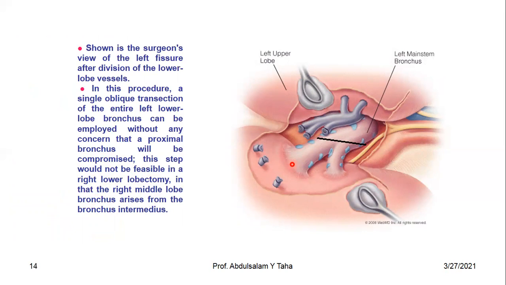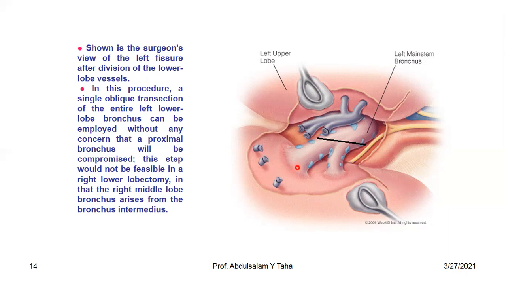Now, this is the appearance of the left interlobar fissure during the procedure of left lower lobectomy. The left upper lobe is retracted anteriorly. The left lower lobe is retracted posteriorly. The segmental arteries to the left lower lobe have been ligated and divided, including the superior segmental branch and the basilar segmental branch. What remains is the superior segmental bronchus and the basilar segmental bronchus of the lower lobe.